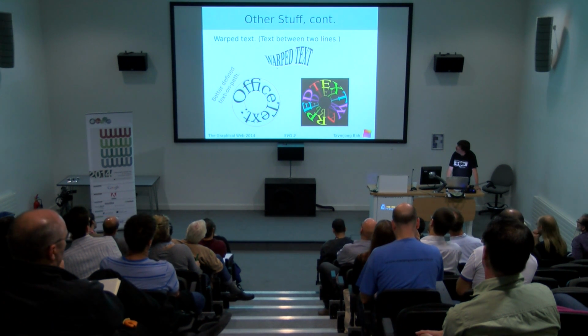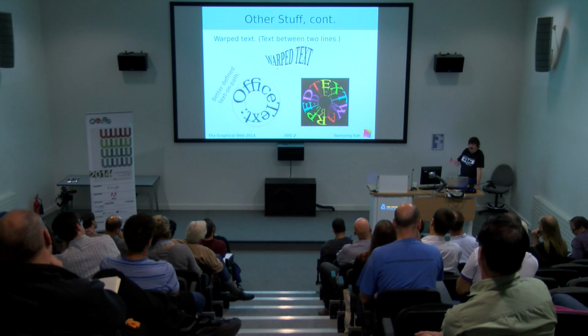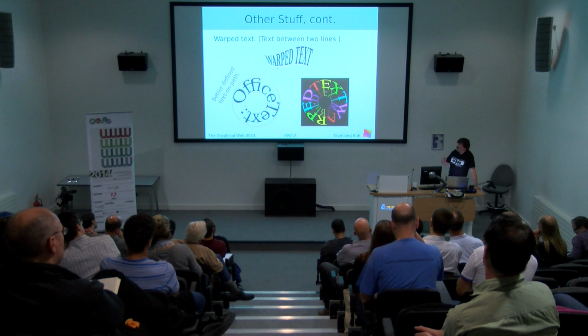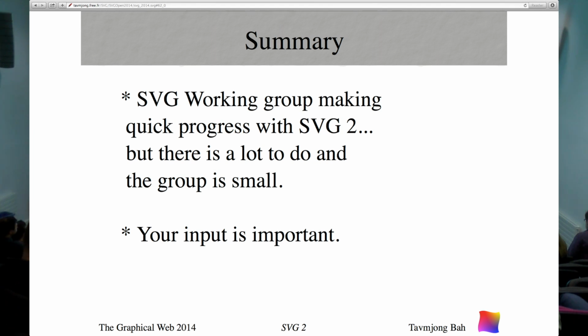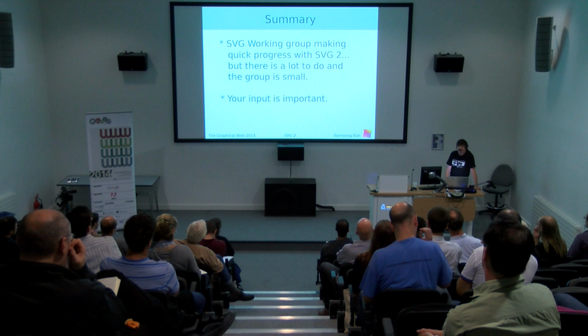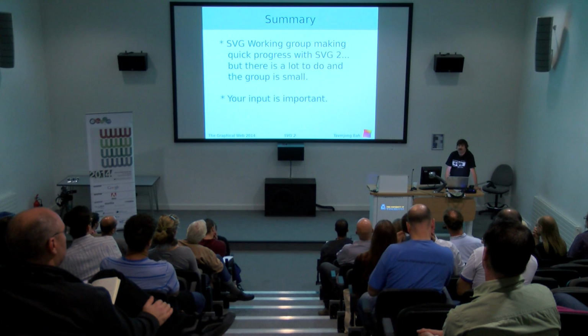Something I didn't put in the talk that we recently decided on is if you use symbols, as map makers do often, you can now set a reference point on the symbol. So it'll align where you want it to align. You won't have to manually say, I want it here, but the symbols can only be referenced by the corner, so now I have to shift it. We'll have reference points in the symbol itself. The SVG working group is making quick progress with SVG2, but there's a lot to do. It's a small group, and if you have opinions about any of this, you should let the working group members know about it, because your opinion does matter.